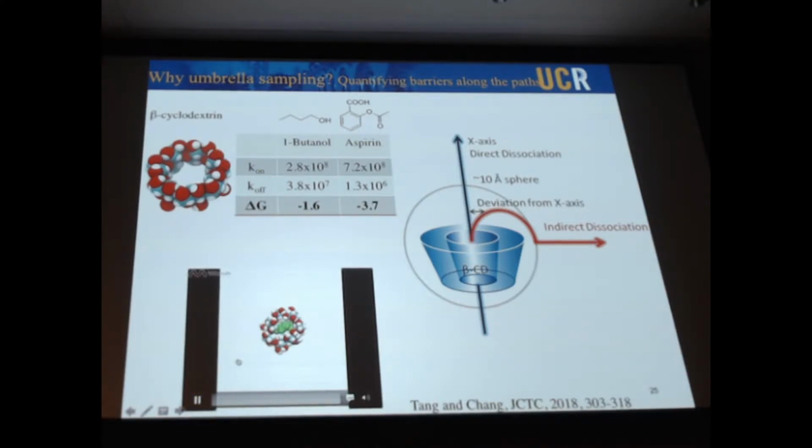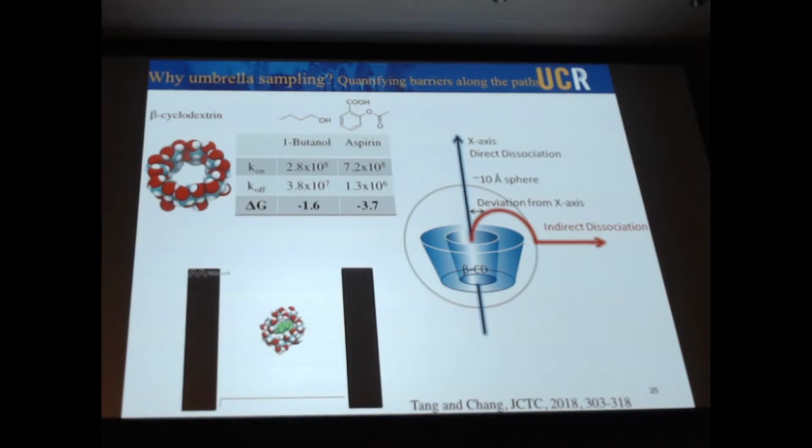Okay, so I'll give you some information. We used a small molecule to test umbrella sampling, and I want to give you some ideas about where it is useful and which part may not be, so take it with a grain of salt. This one is a cyclodextrin. It's a small system, and this is the experimental data. I just show two ligands here.